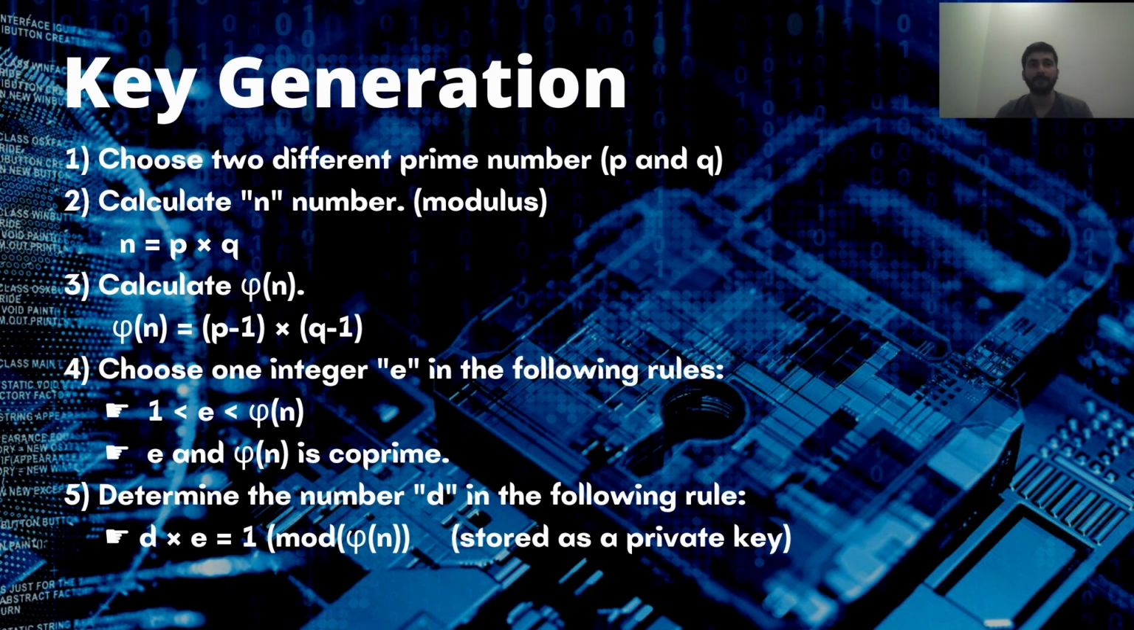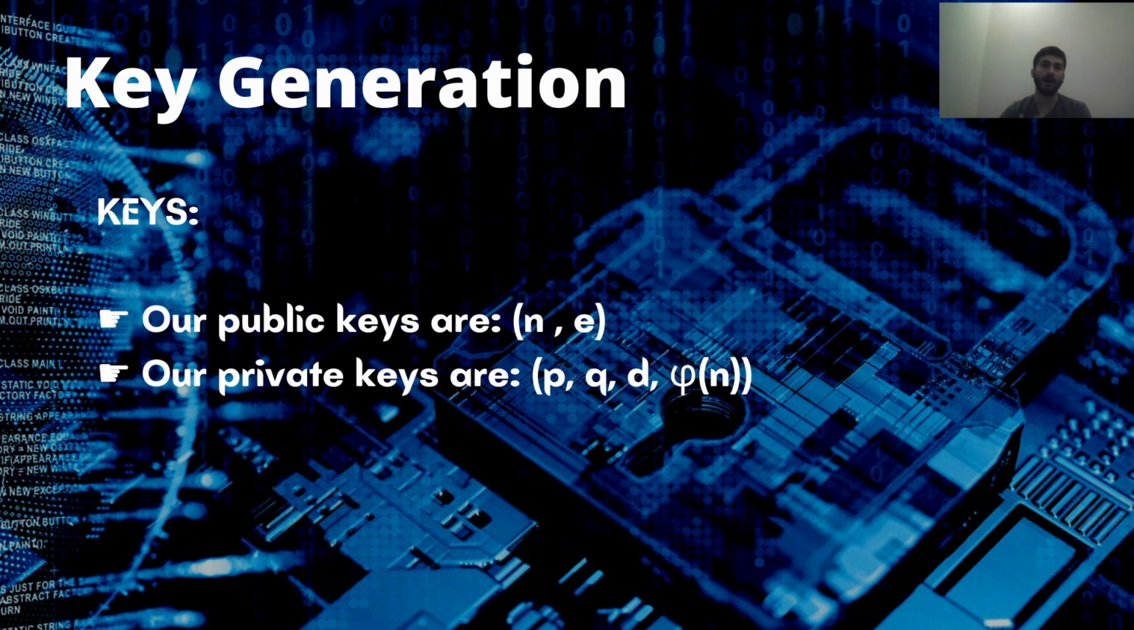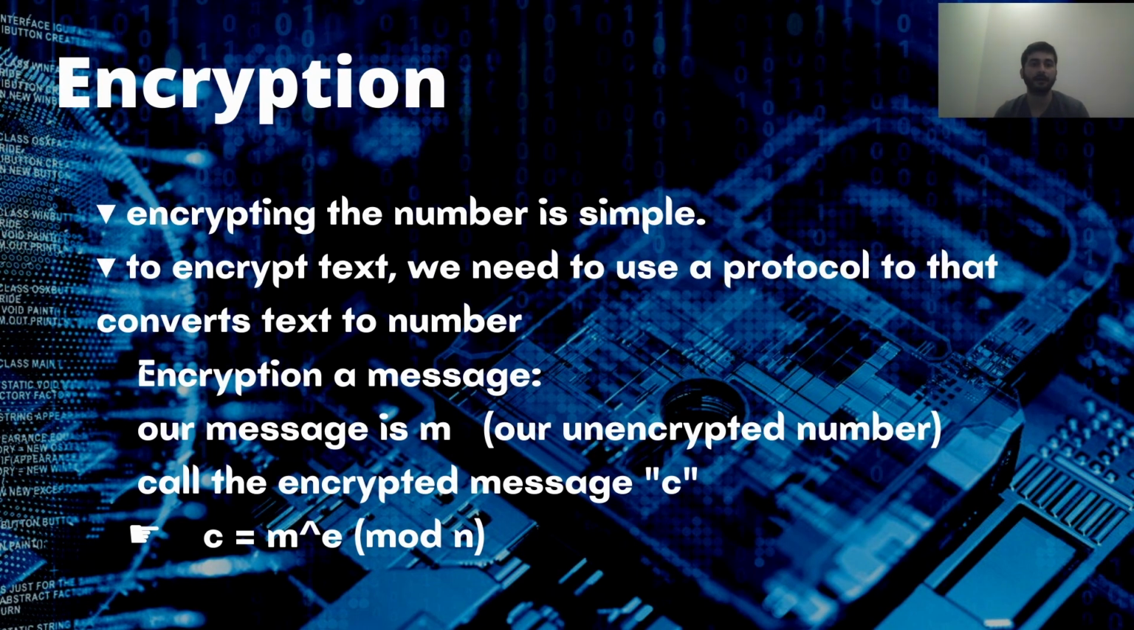Step 5. Now we will determine the number D, and we calculate this number as follows. D times E equals 1 mod totient, and D is stored as a private key. And now our public keys are N and E and our private keys are P, Q, D and the totient number. And now let's talk about the encryption.